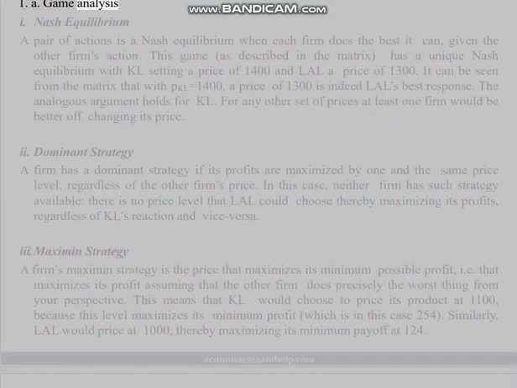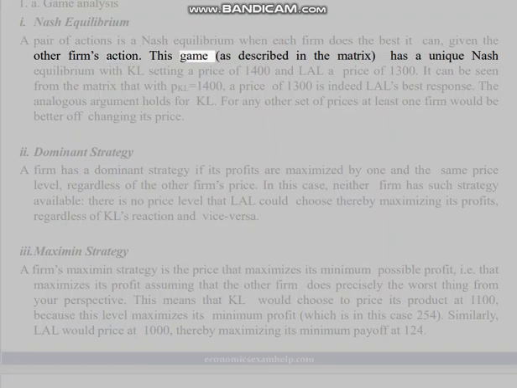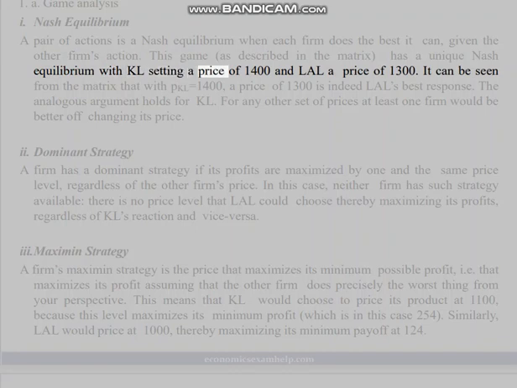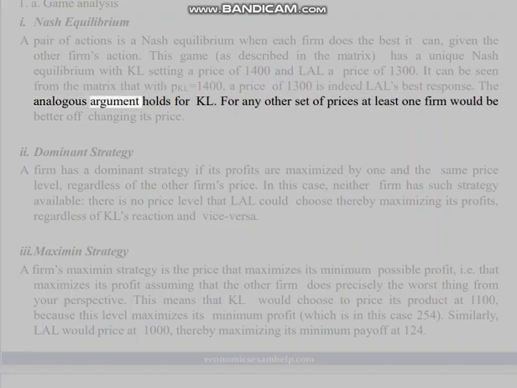1a. Game analysis. 1. Nash equilibrium. A pair of actions is a Nash equilibrium when each firm does the best it can, given the other firm's action. This game, as described in the matrix, has a unique Nash equilibrium with KL setting a price of $1,400 and LAL a price of $1,300. It can be seen from the matrix that with P_KL equals 1400, a price of 1300 is indeed LAL's best response. The analogous argument holds for KL. For any other set of prices, at least one firm would be better off changing its price.